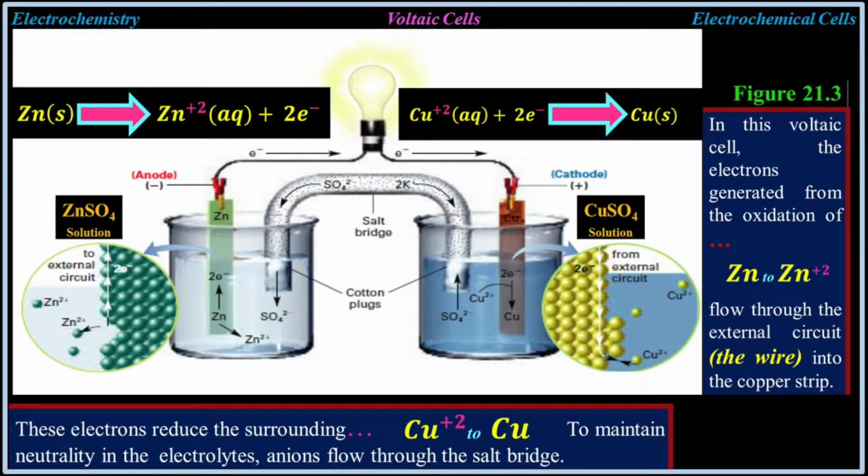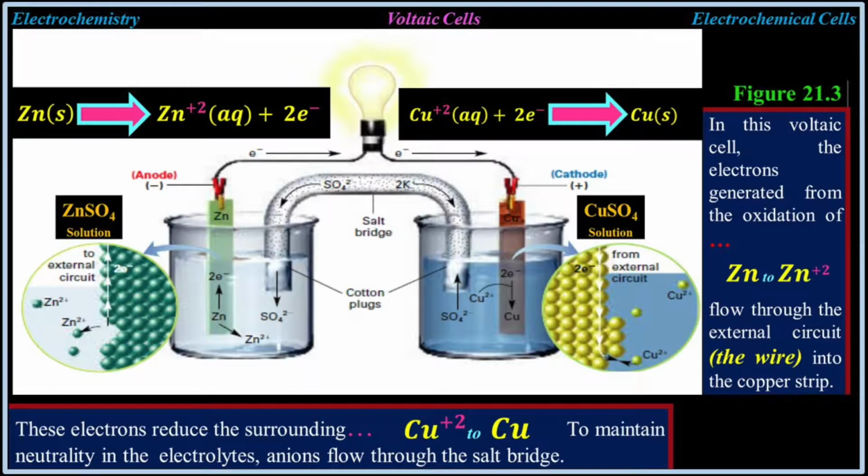Figure 21.3. In this voltaic cell, the electrons generated from the oxidation of zinc to zinc 2+ flow through the external circuit, the wire, into the copper strip. These electrons reduce the surrounding copper 2+ to copper. To maintain neutrality in the electrolytes, anions flow through the salt bridge. So we have two electrodes. We have the anode, where you have zinc going from zinc to zinc 2+, and then you have the cathode, where copper is going from copper 2+ to copper.